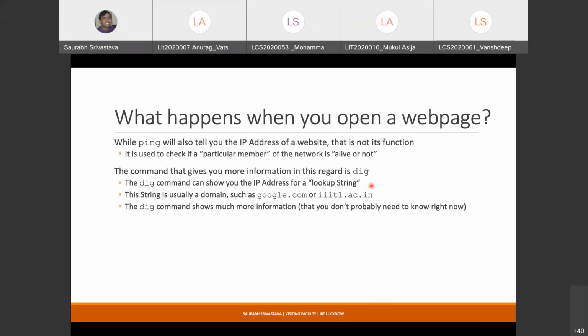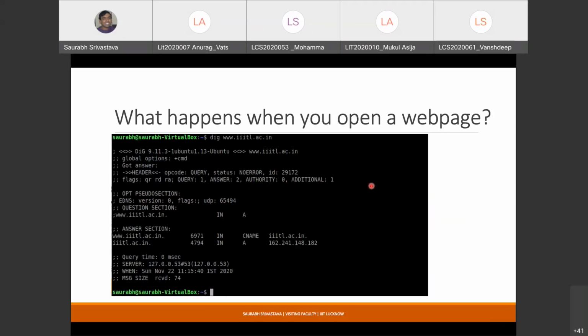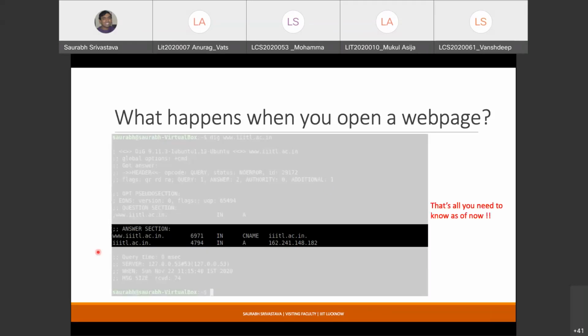The dig command actually goes to the net. It probes your network and comes up with some answers, right? Most of the time these answers will be coming from a DNS server. This DNS server will be able to tell you that for this particular string, this is the IP address, right? And you can use the dig command on a Linux terminal. This is basically the place where you get your answers. So here the IP address that we are looking for is this one. There's also an entry for CNAME, which essentially says that IIITL.ac.in is an alias for www.IIITL.ac.in. Okay.